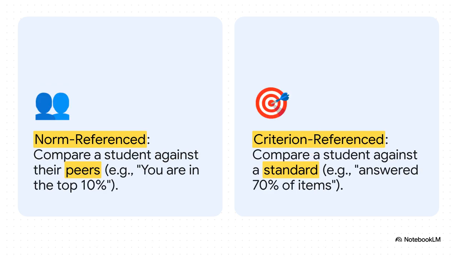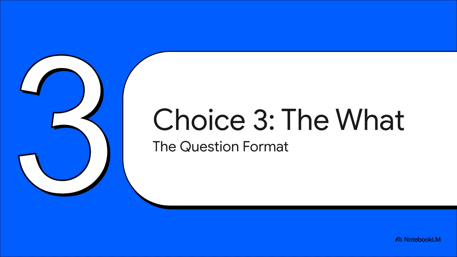And finally, how do we even interpret the score? Is it norm-referenced, where your score only makes sense when you compare it to everyone else who took the test, like being in the top 10%? Or is it criterion referenced, where you're measured against a fixed standard, like you need to get 70% of the questions right to pass?